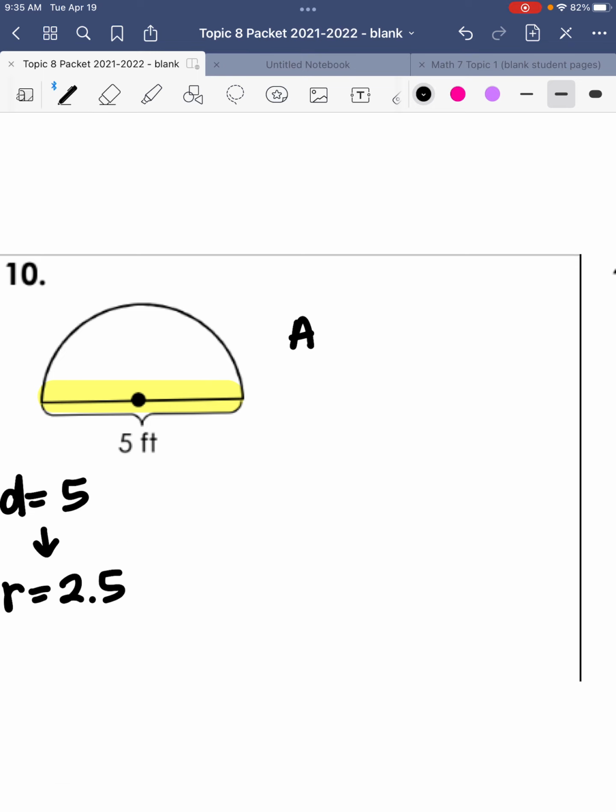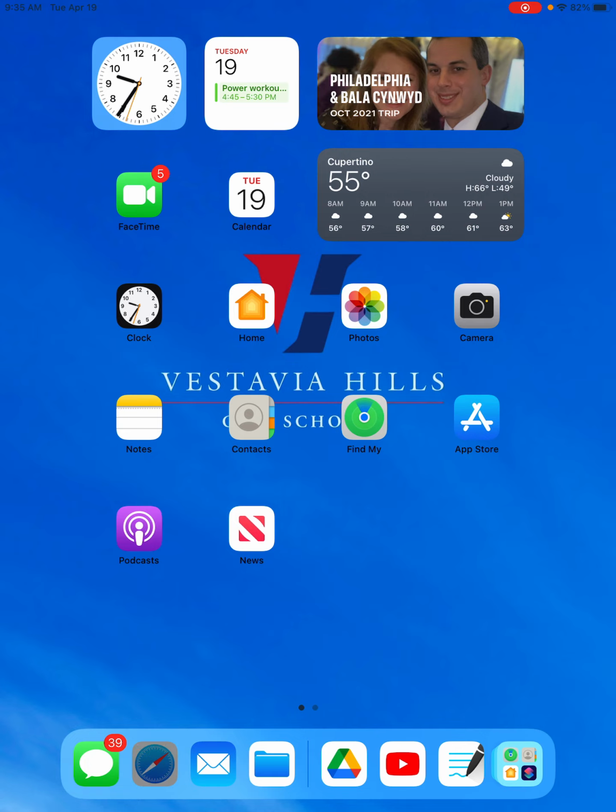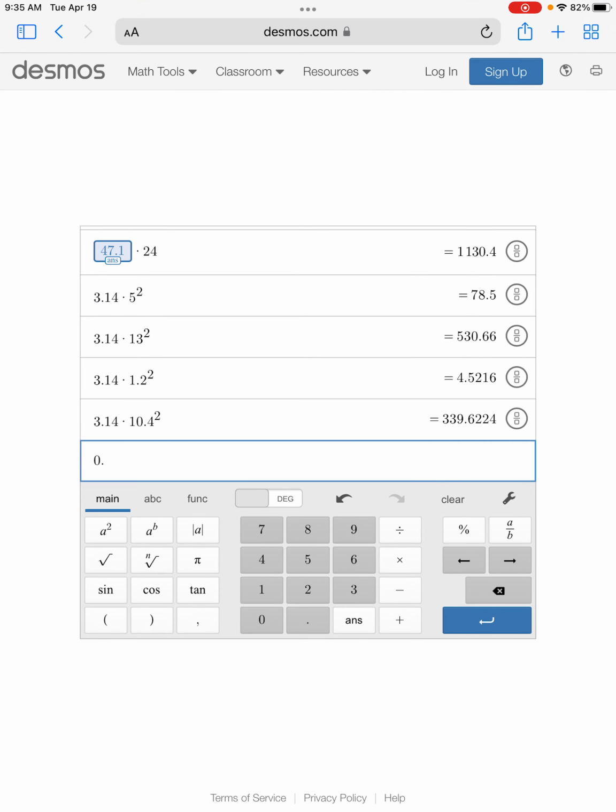So normally we use the formula pi times the radius squared. I'm just going to multiply that times 1/2. So we have area equals 1/2 times 3.14 times 2.5, and don't forget to square that 2.5. So now I'm just going to take that and plug it into my calculator. Instead of using 1/2 like that in my calculator, I'm going to use 0.5. Okay? So we have 0.5 times 3.14 times my radius, which was 2.5, and I need to square that.